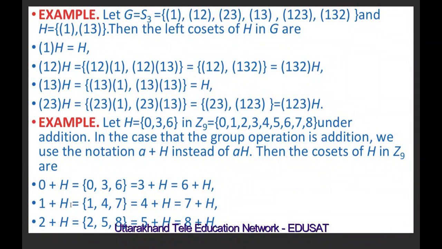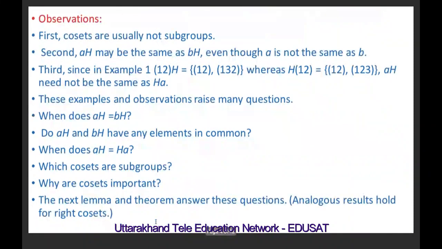1 plus H is equal to 1 plus 0, 1 plus 3, 1 plus 6. This is {1, 4, 7}. And this is also equal to 4 plus H and 7 plus H. Similarly, 2 plus H is equal to 2 plus 0, 2 plus 3 and 2 plus 6, which is {2, 5, 8}, and this is equal to 5 plus H and 8 plus H.